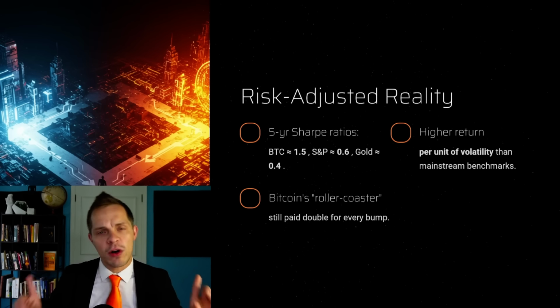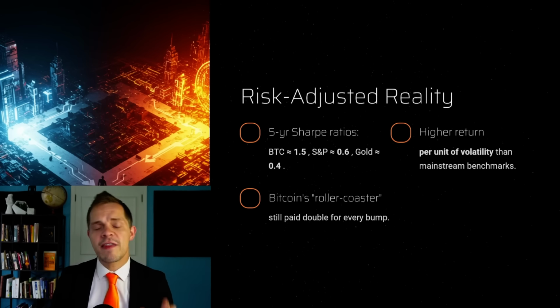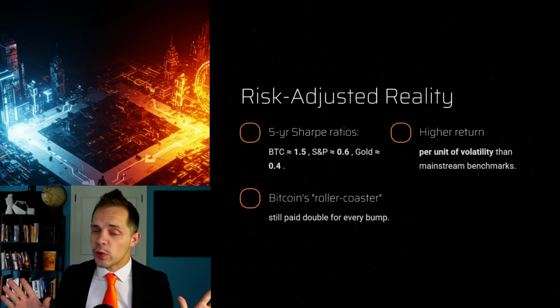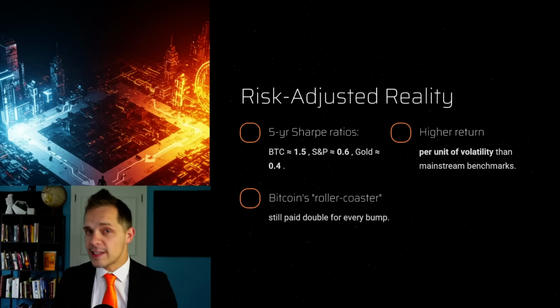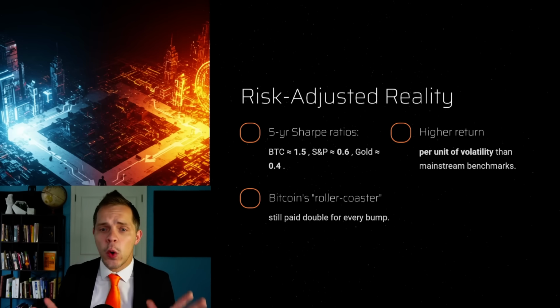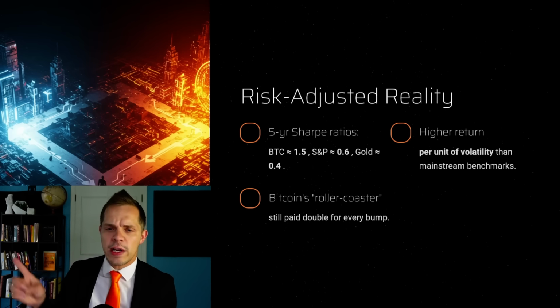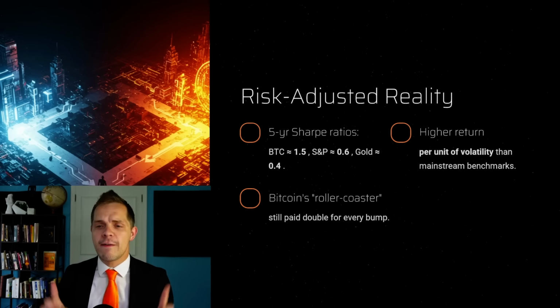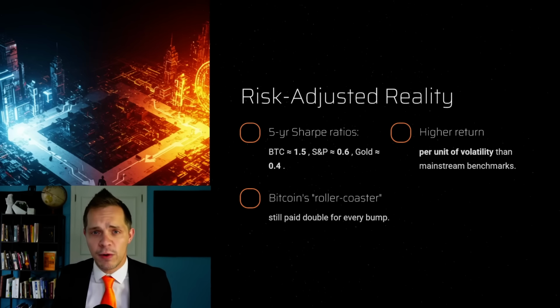Raw returns are flashy, but finance worships at the altar of risk-adjusted performance. Think Sharpe ratio, the return you earn per unit of stomach churn. Over the last 5 years, Bitcoin's Sharpe ratio hovers around 1.5. The S&P, call it 0.6. Gold, barely a rounding error at 0.4. In plain English, for every ounce of volatility you survived, Bitcoin paid more than double the equity market and nearly quadruple the metal that launched 1,000 pirate movies.